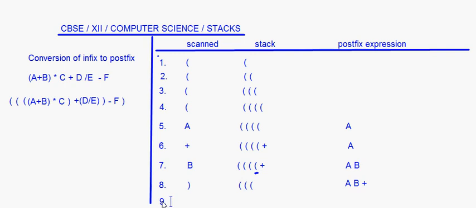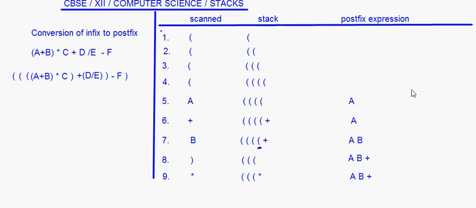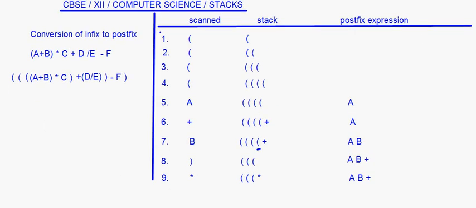Then comes the next step. After A plus B, that bracket, you have got this multiplication operator. So the operator will go into the stack. Here the postfix expression now remains the same, AB plus. Got it? After that, now the next step, you read C. C is an operand, so it will go into the postfix, AB plus C, like this.